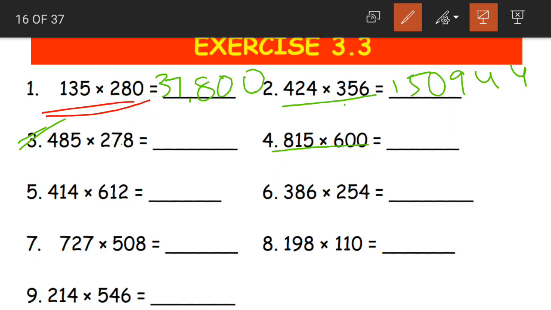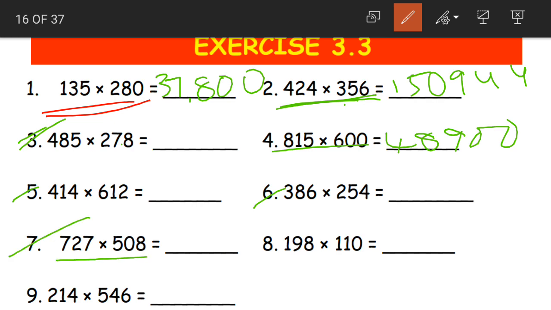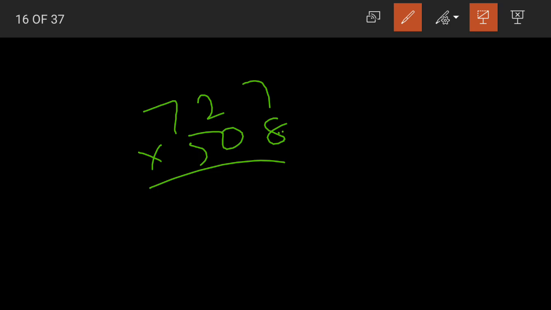Okay, so you choose the way whichever is convenient for you. Now again, 5 and 6 are similar, 3 digit by 3 digit, so I am skipping it. Coming to question number 7, 727 into 508. Yes children, starting with the ones place, 8 sevens are 56, 5 carried, 8 twos are 16 plus 5 is 21, 8 sevens are 56 plus 2 is 58.